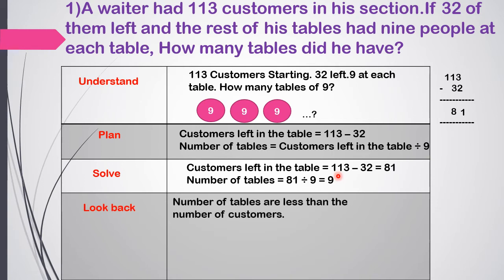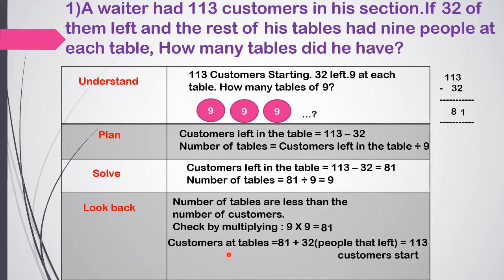We have to check in the look back section. So the number of tables is less than the number of customers. So it is correct. Now we have to check by multiplying. 9 nines are 81.